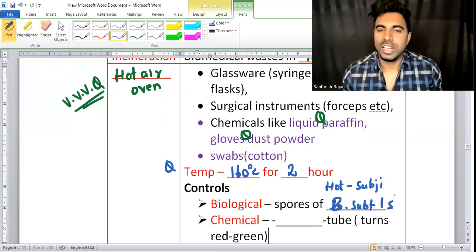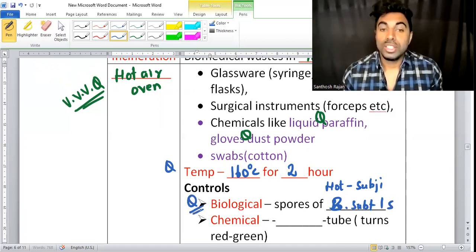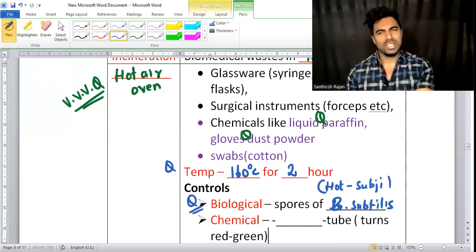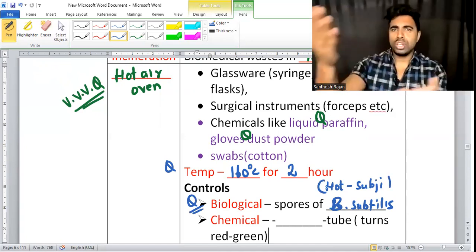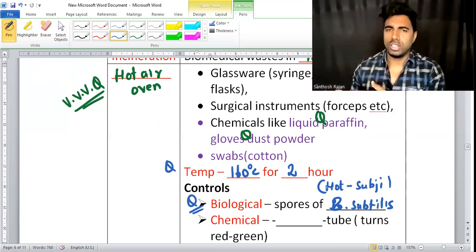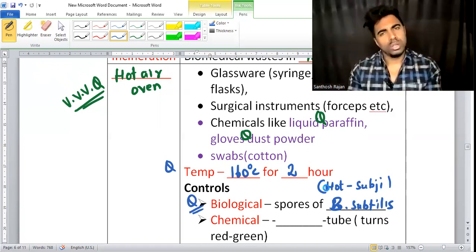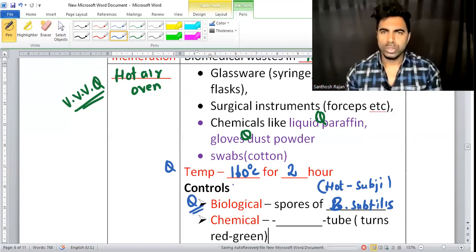Bacillus subtilis is the indicator. So, question: Bacillus subtilis, "subji", hot "subji". Remember hot air oven, subji, hot subji. Bacillus subtilis. It's not easy. So what to think too much? Bacillus stereothermophilus is for the autoclave. Okay? That is stereothermo. It has "thermo" in the name, so autoclave. Hot subji is subtilis. So you don't have to think too much.